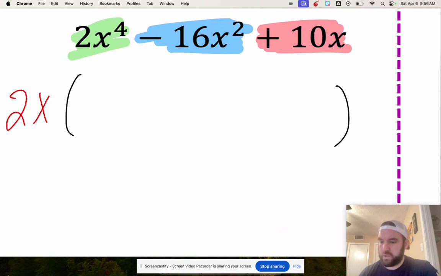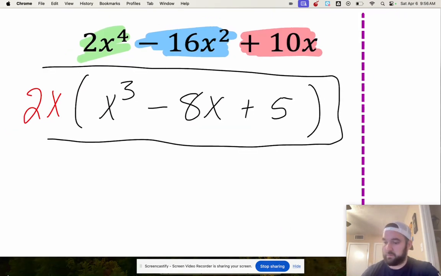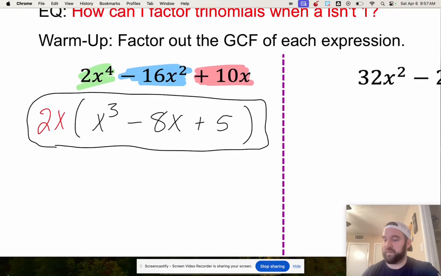So 2x to the fourth, if I divide by 2 and remove a power of x, will just become x to the third. -16x to the second is going to become -8x to the first. Again, you can check that by multiplying those two together. You'll get -16x squared. And then finally, 10x, when I divide by 2x, is going to become just a +5. So this is done, because all we were asked to do was to factor out the GCF. Find the GCF, factor it out, you're done.